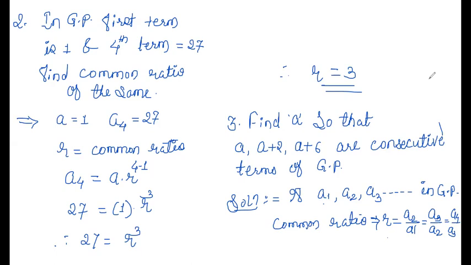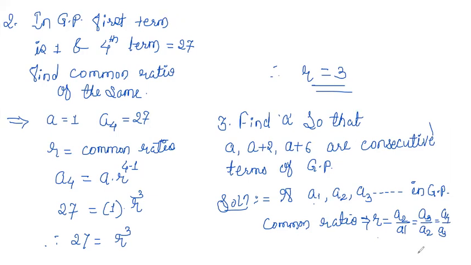Okay, therefore a plus 2 divided by a. आता हे कोणती सिरीज घेतलेली आपल्याला दिलेली सिरीज आहे a plus 2, a plus 6 आर कॉन्सिक्युटिव्ह टर्म्स. त्याच्यावरनं आपण कॉमन रेशो फाइंड आउट करतो. सो a plus 2 divided by a is equal to a plus 6 divided by a plus 2.